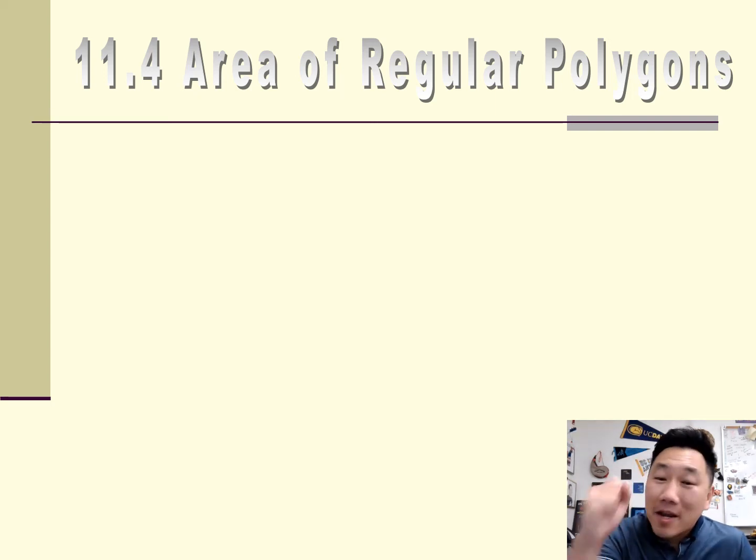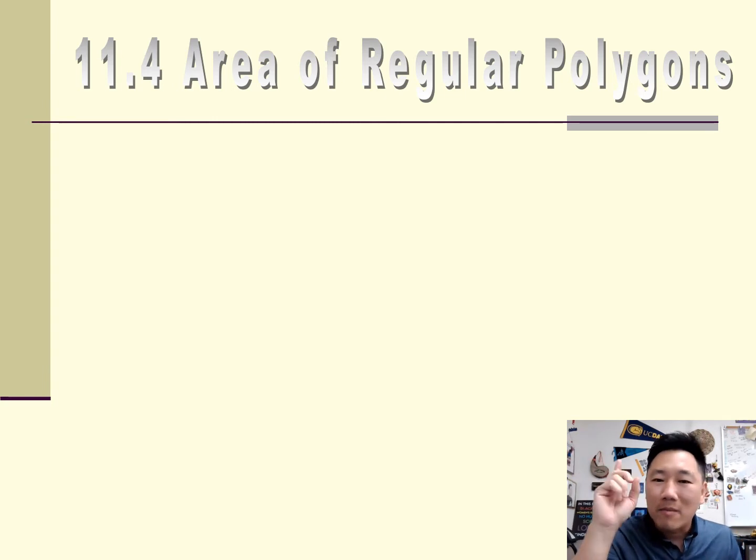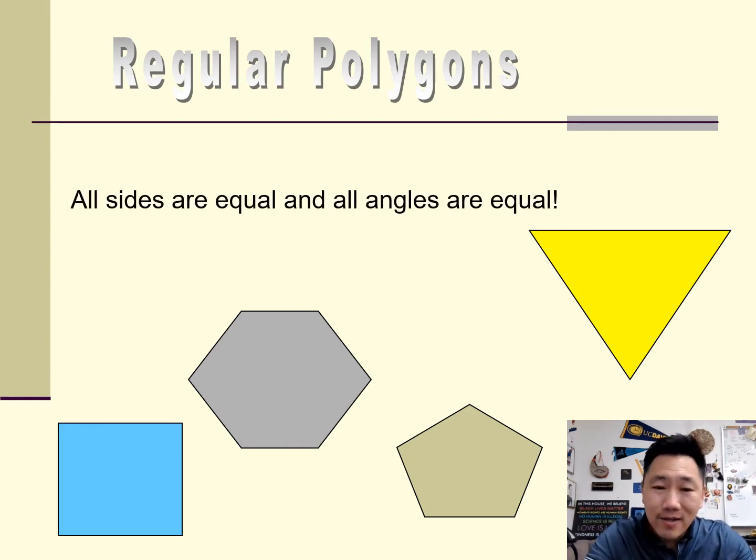11.4. Area of regular polygons. Now, you have to go way back to the beginning of the book to remember what regular polygons were. A regular polygon is one where all the sides are equal and all the angles are equal. The square is the most famous one. All the sides are the same and all the angles are 90 degrees. So that's a regular square.